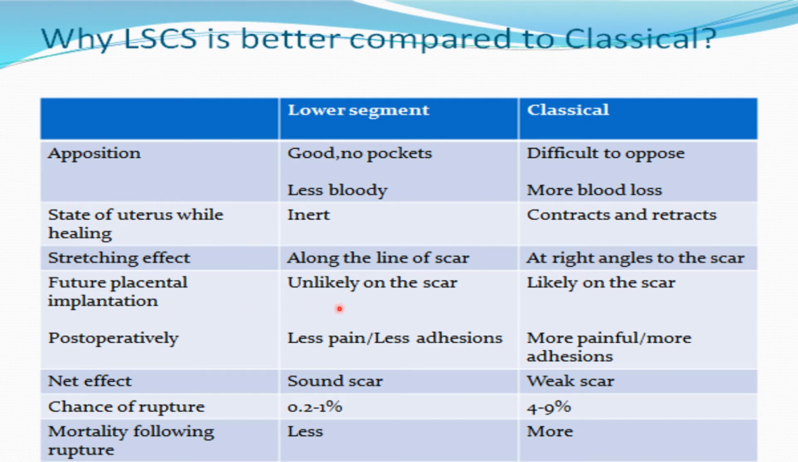Future placental implantation is more likely on the scar. Post-operatively, the classical C-section is more painful and there are chances of more adhesions. The net effect is it leads to a weak scar and the chance of rupture is about 4 to 9%, and if rupture occurs, the mortality following rupture is more and even the perinatal mortality is more.